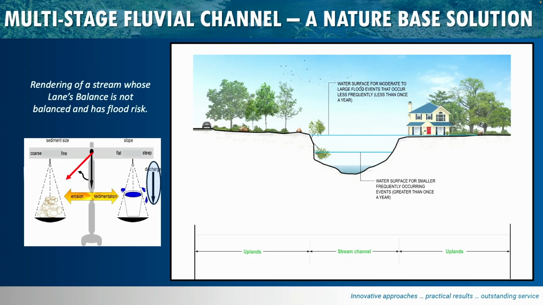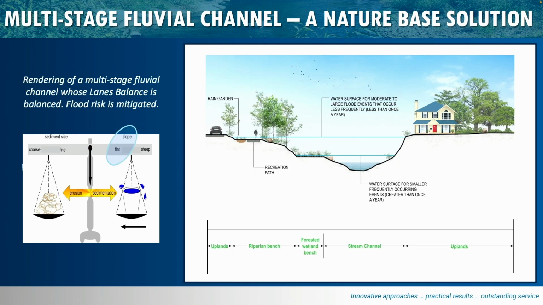Now, to counteract that, we will build in our multi-stage fluvial channel, which then shifts that pan closer to the center of the scale to pull that black arrow towards the middle. So now what we have done is redesigned our channel. We have a low flow channel that the sediment will continue to move through. We have a lower stage bench, that bankfull bench, and then we have an upper stage floodplain bench.